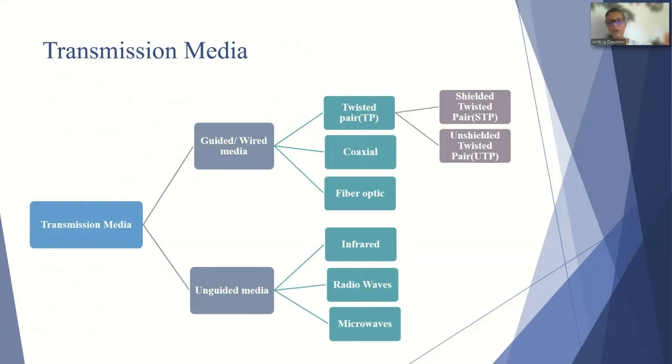Transmission media. We can divide transmission media into two main parts. First one is guided wired media and the second one is unguided media. Under the guided wired media, you can see there are three main types: twisted pair, TP, coaxial, and fiber optic. Again, twisted pair is categorized into two types: shielded twisted pair, STP, and unshielded twisted pair, UTP.